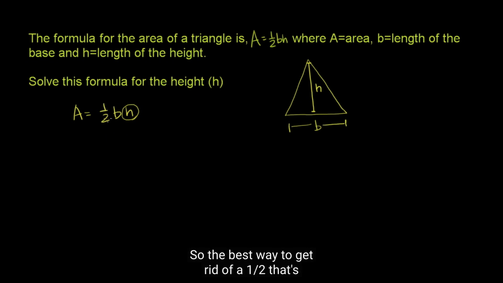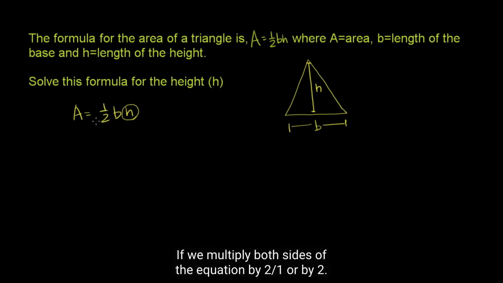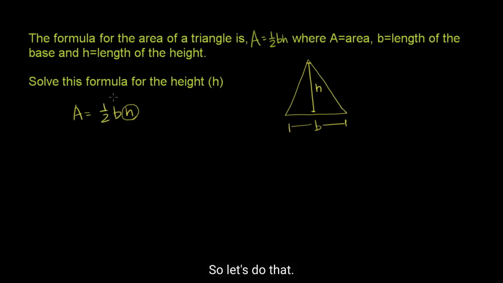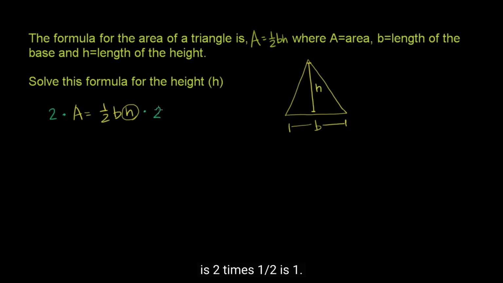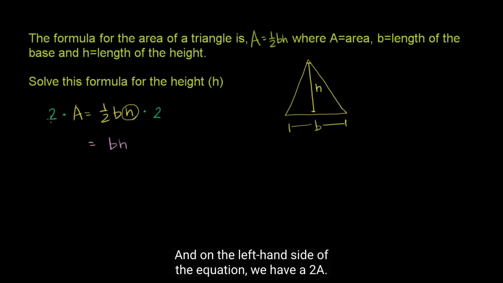The best way to get rid of a 1/2 that's being multiplied by h is if we multiply both sides of the equation by its reciprocal. If we multiply both sides of the equation by 2/1, or by 2. So let's do that. Remember, anything you do to one side of the equation, you also have to do to the other side of the equation. Now, what did this do? Well, the whole point behind multiplying by 2 is 2 times 1/2 is 1. So on the right-hand side of the equation, we're just going to have a BH. And on the left-hand side of the equation, we have a 2A.